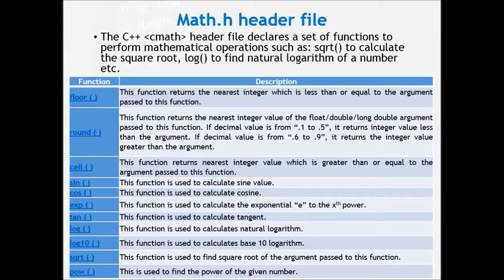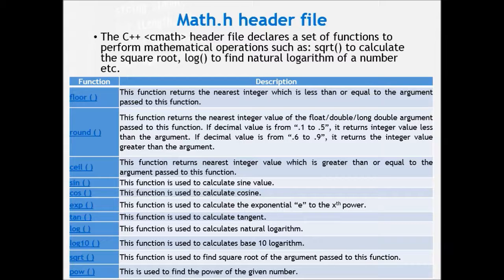cos. The cos function is used to find the trigonometric cosine of a specific angle. The angle is given in radians as a floating point value. sin. The sin function is used to find the trigonometric sine of a specific angle. The angle is given in radians as a floating point value. tan. The tan function is used to find the trigonometric tangent of a specific angle. The angle is given in radians as a floating point value.